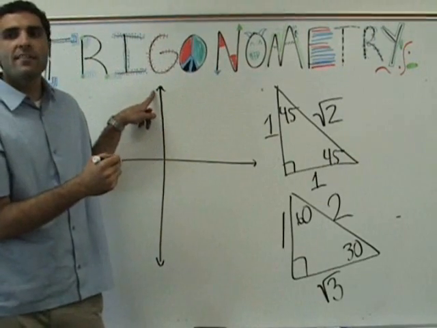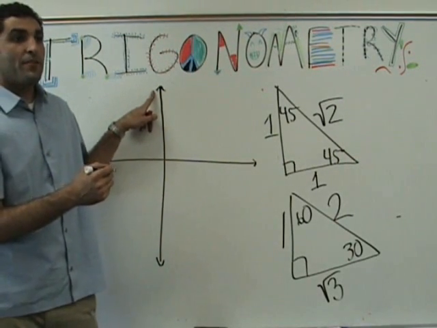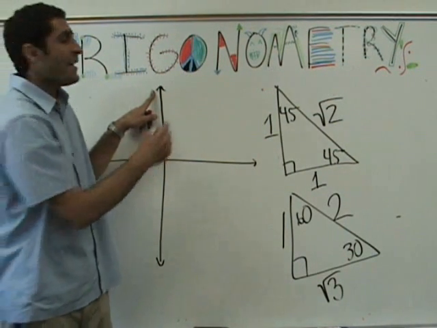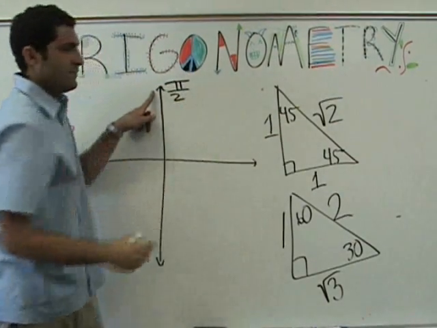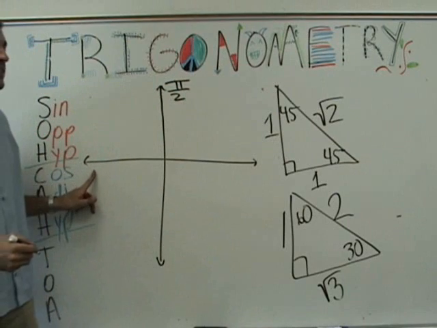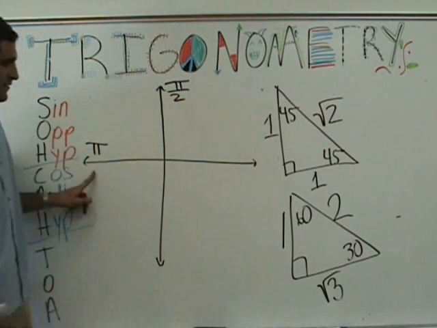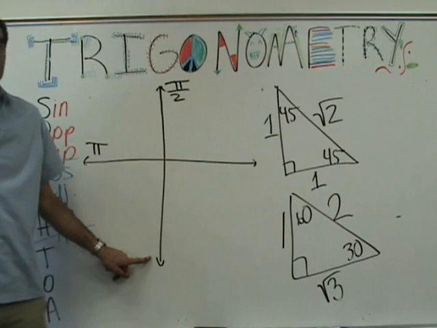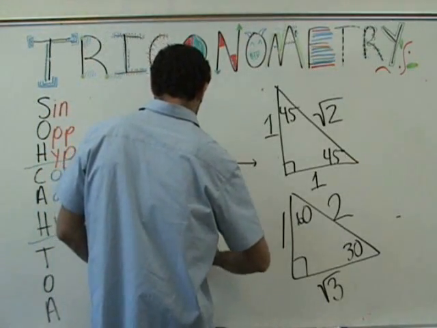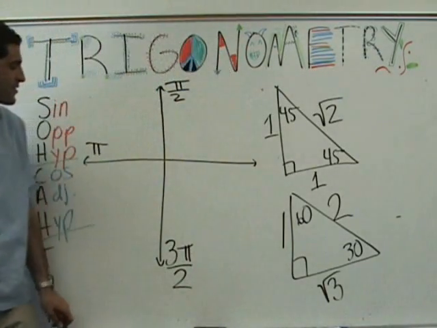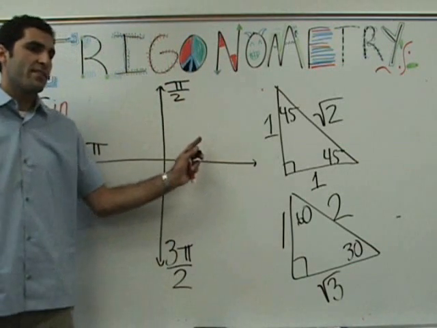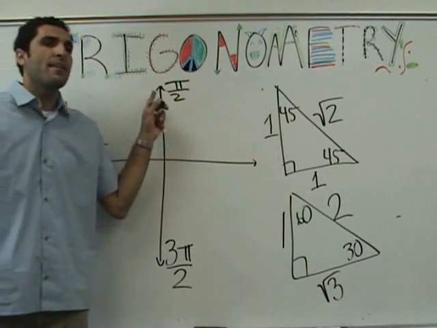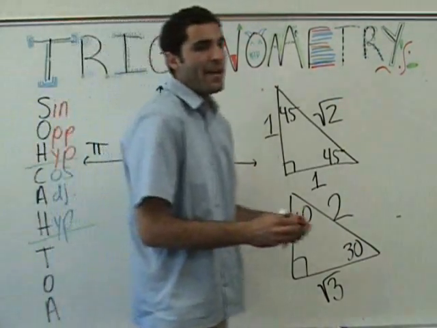What's this one? How many radians? 90 degrees is pi over 2. How many radians here? Pi. And this one is 3 pi over 2. How are you graphing this? With the knowledge that 360 degrees is 2 pi, so 180 degrees must be 1 pi, and 90 degrees must be half a pi. That's how it goes: half a pi, and 2 pi.